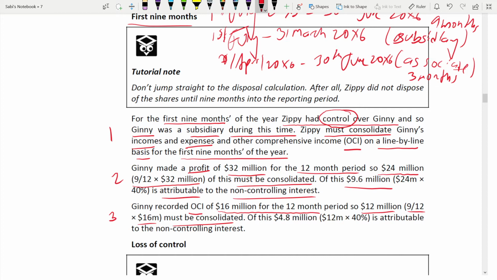So even here also 40% will go to NCI. Keep this ready here. Later in the calculations you need it, but you need to write it.